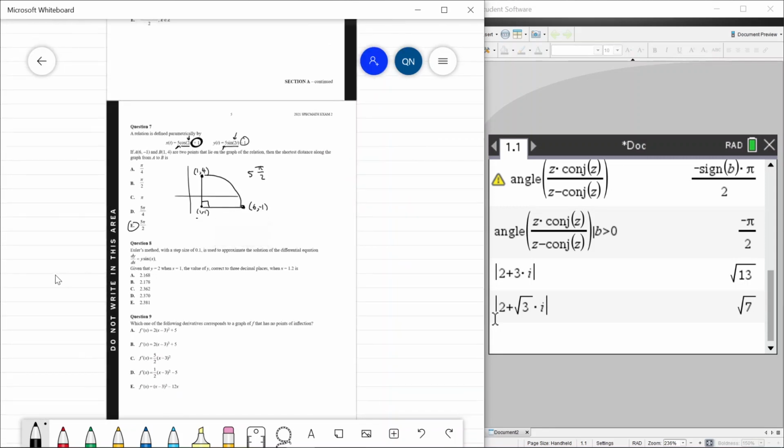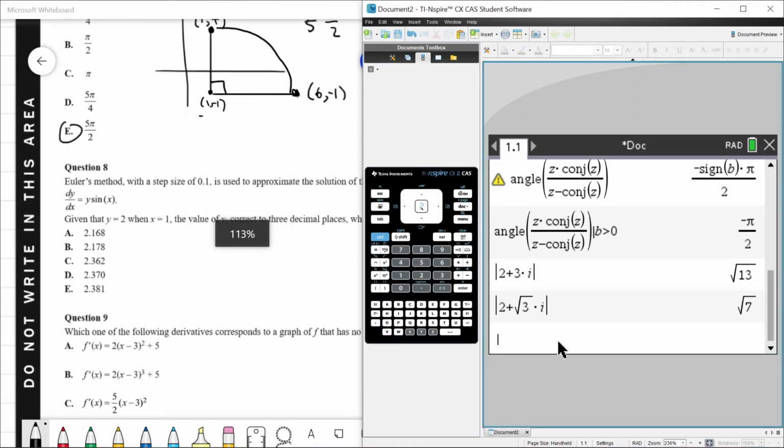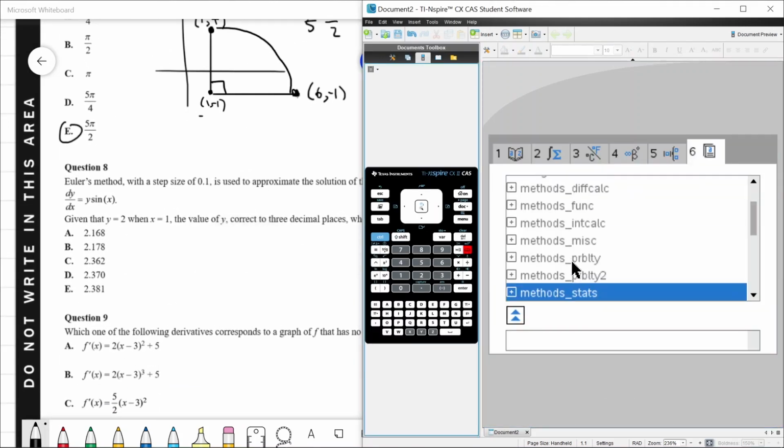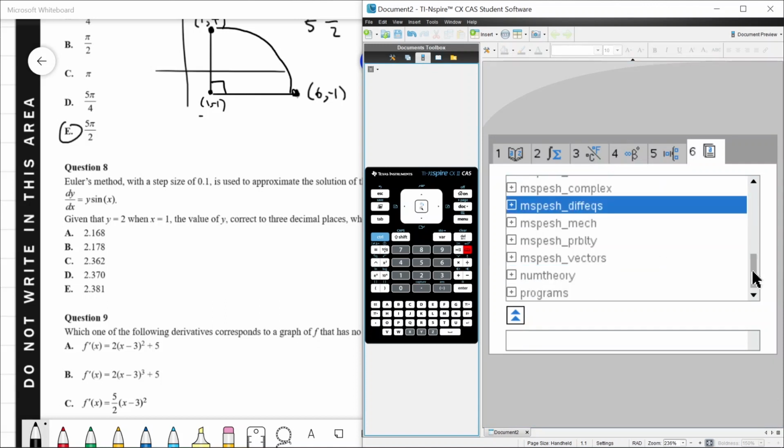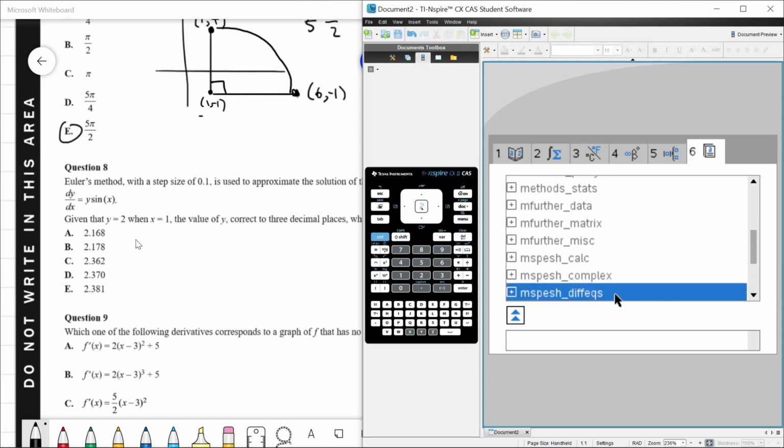Question 8, we got some Euler's method over here. So we can just go to our CAS. I'm going to use the Euler's method program. So I'm using my CAS programs as well. So you can check out my CAS programs if you go to my website as well, if that's something you're interested in. Otherwise, you can just do this using the usual formulas and whatnot.